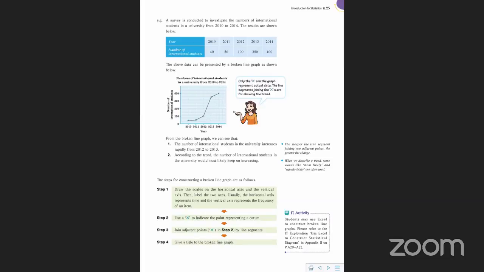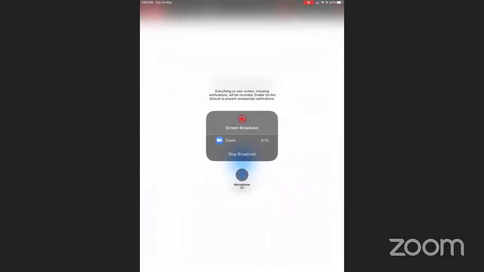And then we need to mark the points. Okay, and then we draw the points, okay, by the line segment. And then we should have a title for the broken line graph, right? And then now we continue with our exercise.